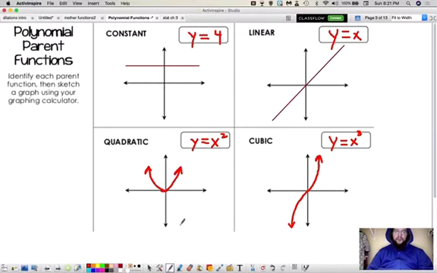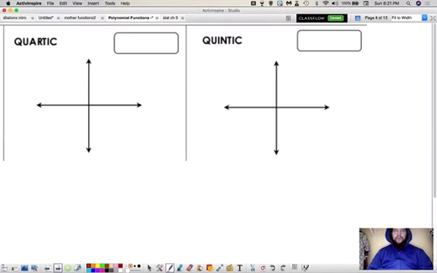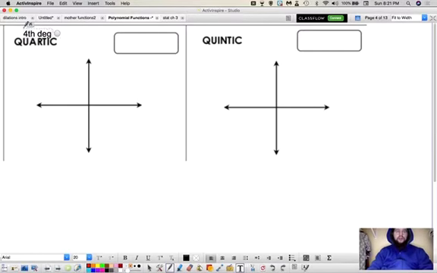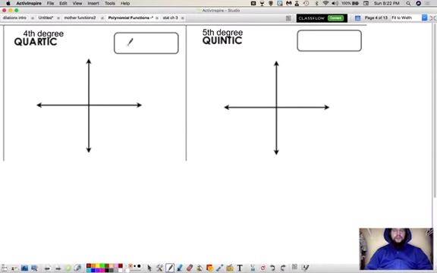Now, ones we didn't look at before: the quartic and the quintic. Remember, that's just 4th degree and 5th degree. So we know what their mother function equations will be: x to the 4th and x to the 5th. But you most likely do not know what they're going to look like, unless you played around with them before for some reason. Well, let's discover what they're going to look like.